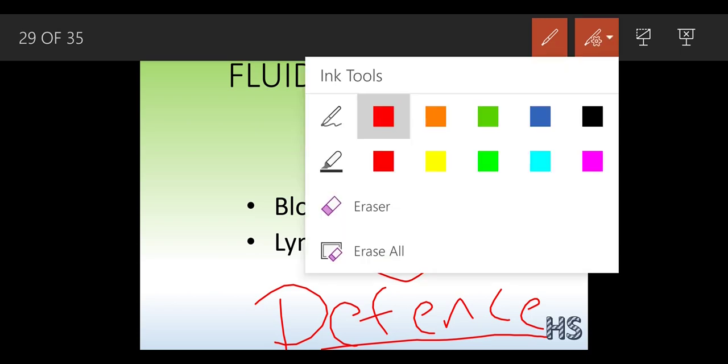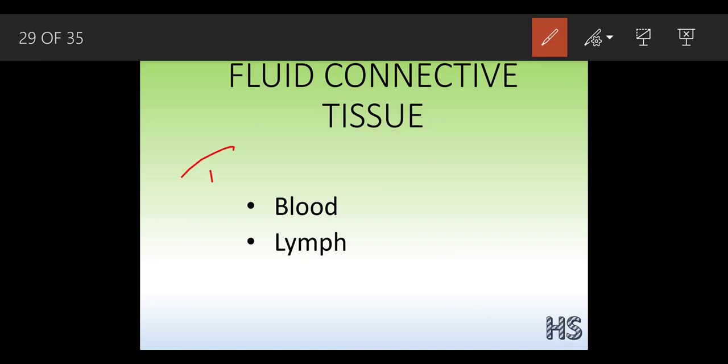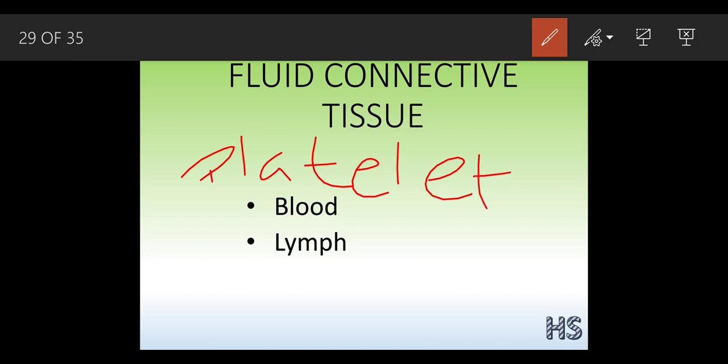The third part is called the platelets. What are these platelets? See, platelets are only present in mammals. Mammals means those which can give birth to the young ones. Now, the function of these platelets is clotting of blood.